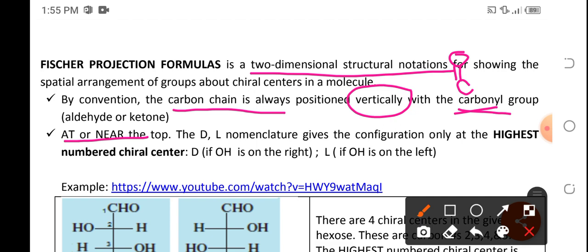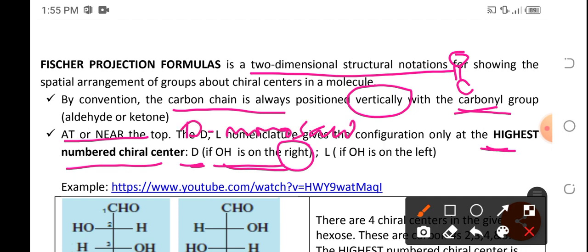by having the highest numbered chiral center or the arrangement of the hydroxyl ion in the highest chiral center. So if the hydroxyl ion on that highest numbered chiral center is on the right, then therefore it is a D molecule. May mga nasa unahan siya D and then the name of the monosaccharide. Or if the orientation in space of the hydroxyl ion on that highest numbered chiral center is oriented on the left, it would be a left-handed molecule or it will have an L on its nomenclature.